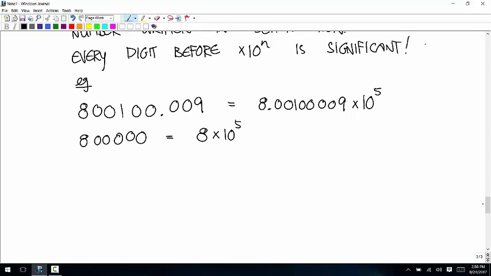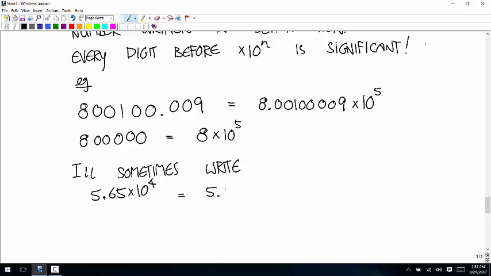So what I'm going to do is we need methods to go from standard notation to scientific notation, and from scientific notation to standard. I want to say one thing before I do that. A lot of times in this class, I'm going to write, say we have this number 5.65 times 10 to the 4. I'll sometimes write that as 5.65 capital E4.